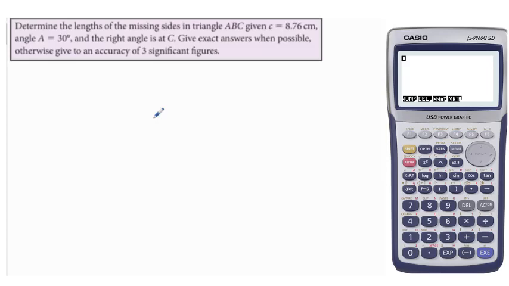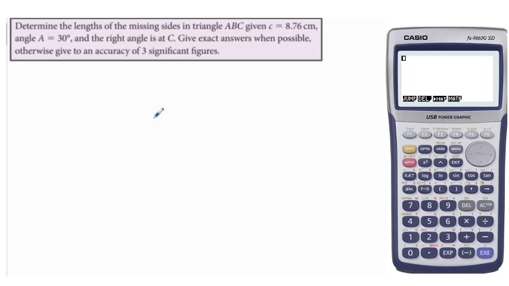Determine the lengths of the missing sides in triangle ABC, given that C equals 8.76 centimeters, angle A equals 30 degrees, and there is a right angle at capital C. Give exact answers when possible, otherwise give to an accuracy of 3 significant figures.